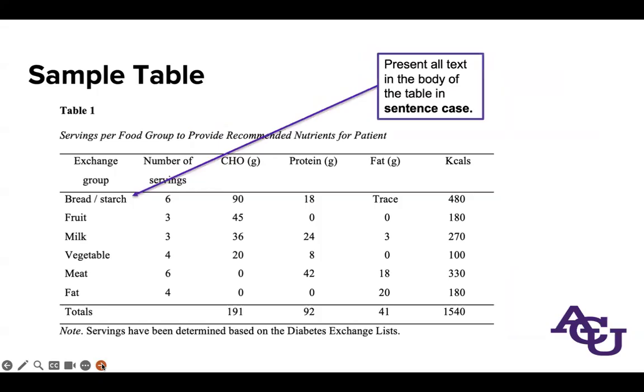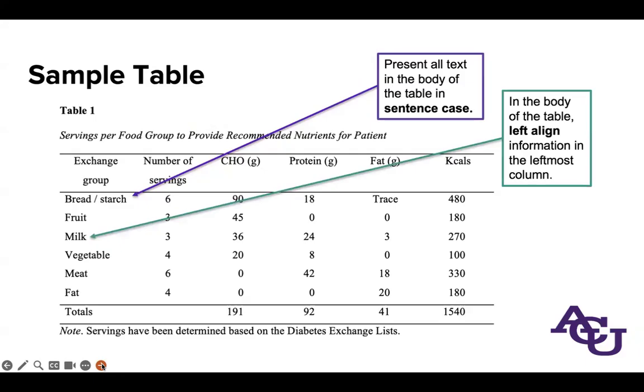Next, you want to make sure you present all your text in the body of the table in sentence case. So the headings are in sentence case, and all the information in the body of the table is in sentence case. The only thing that uses title case when it comes to a table is that label at the top and the title of the table. Everything else is like you're writing it in a sentence. So, for instance, I've got bread/starch. I only have bread capitalized because if this were in a sentence, I would not capitalize starch after the slash.